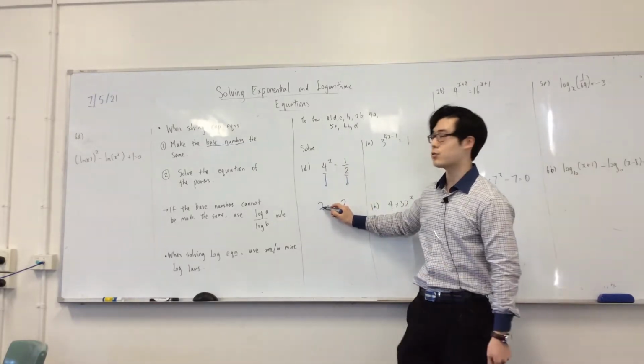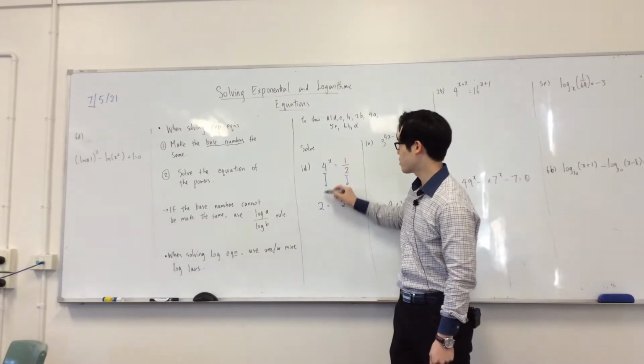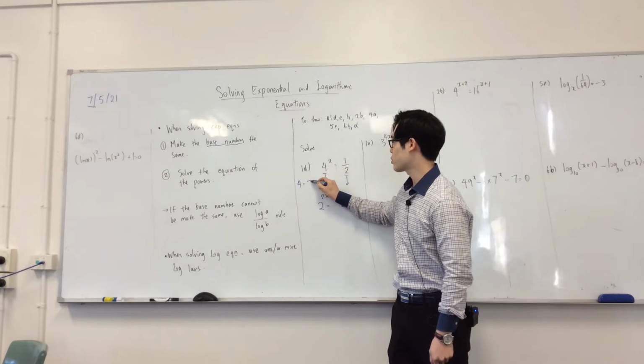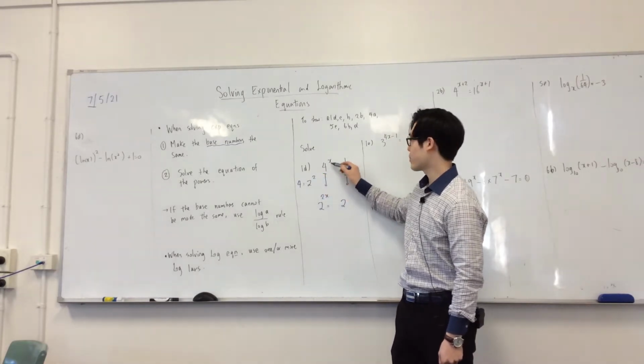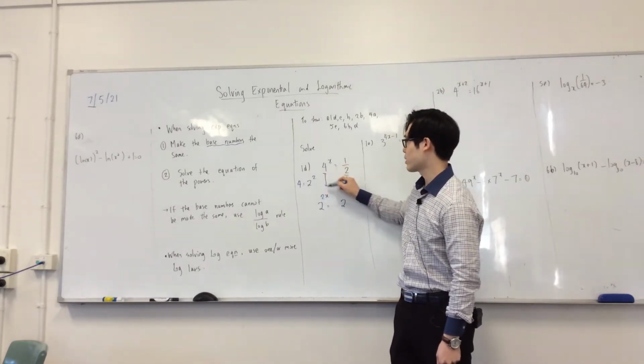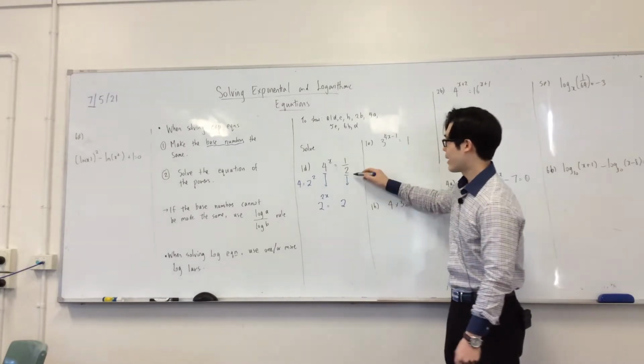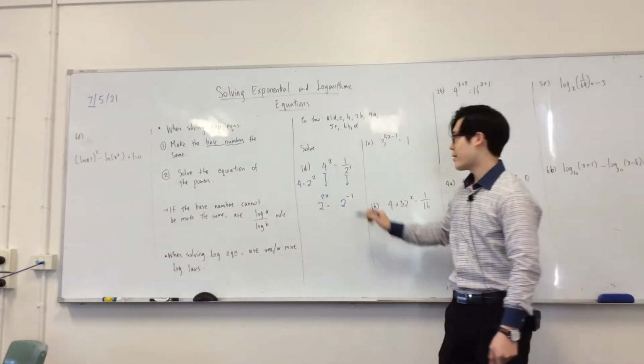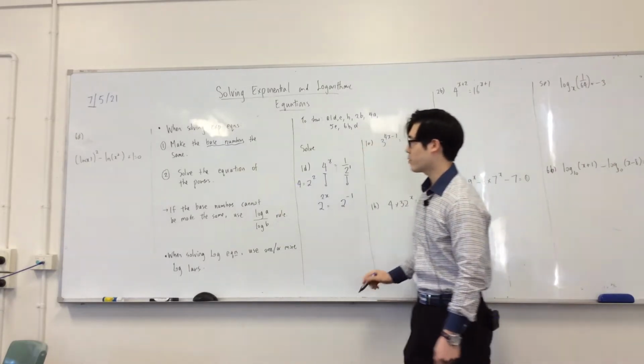If I change it into 2, that means this becomes 2x. Does that make sense? Because 4 is equal to 2 squared. So because there's an x, you're just basically doing 2 times x. Okay? Now, half in terms of power is minus 1. Yeah? And then what you do after that is do the second part, solve the equation of the powers.